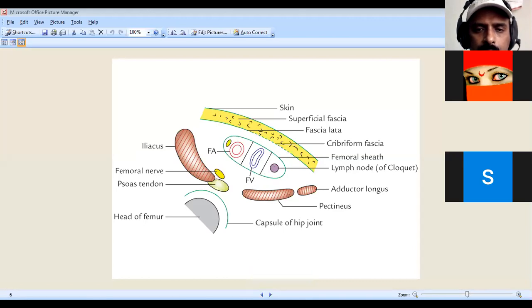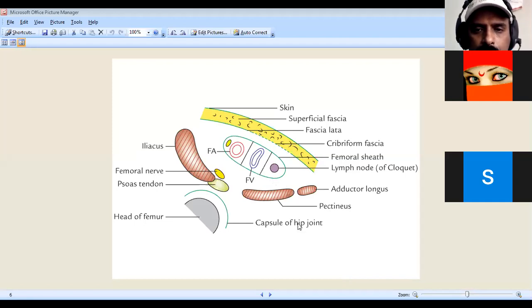Almost all of this you have to remember about the femoral sheath. Very important are the contents, the compartments, and the clinical aspect. Femoral hernia occurs more commonly in the medial compartment, which we call the femoral canal and femoral ring. So cribriform fascia, femoral canal, femoral ring: all of that you have to remember in the femoral sheath.